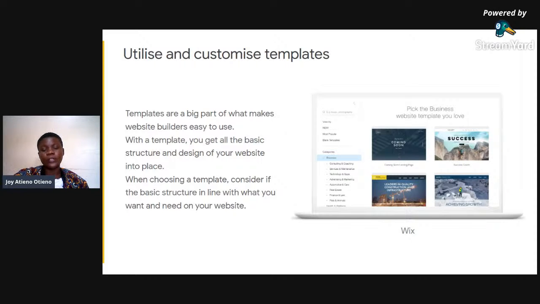right? So when you're choosing a template, you want to consider some factors, and especially you want to consider your customers, right? So you want to consider your customers in terms of the structure. Does it make it simple enough and easy for your customers to navigate and for you to put the kind of content that resonates with your customers?